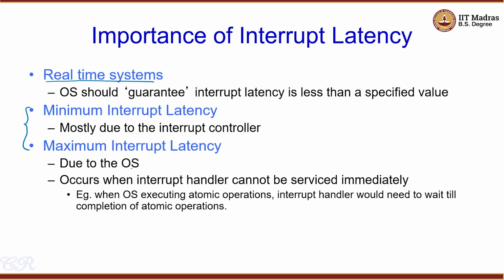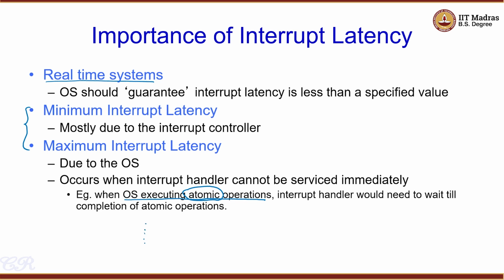Now, how can the OS affect the interrupt latency? There are various aspects. First of all, the operating system can be sluggish, but this can be easily optimized by more efficient coding. But what makes it actually critical is the fact that while the OS executes, there may be certain regions or certain operations which are atomic in nature. So, what are atomic operations? Atomic operations are a group of instructions which cannot be interrupted.